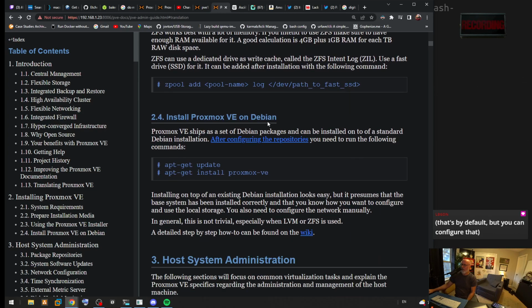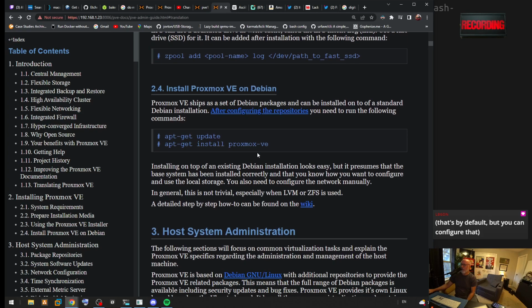Install Proxmox VE on Debian. Oh, if you want to install on Debian, let's read about this. Let's read about how to install it on Debian, and then that'll take us into our questions time. We'll have a nice break time before we start our questions and answer period.